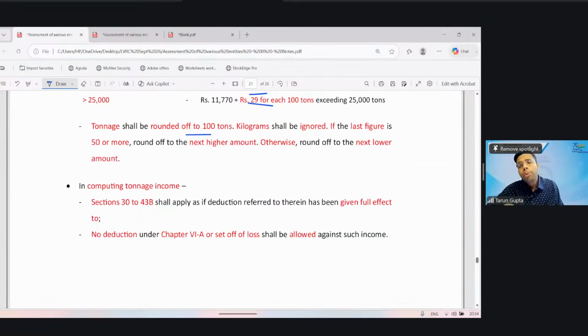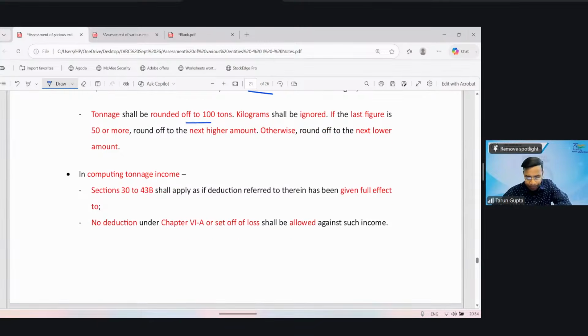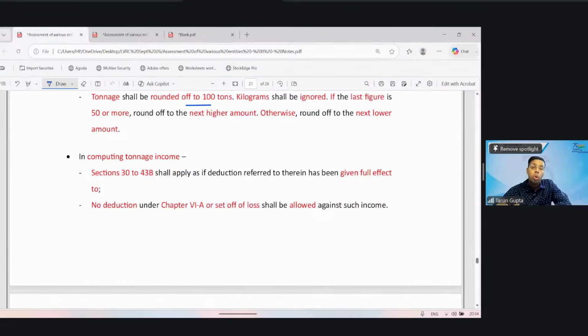Once tonnage income is computed, no other deduction under PGBP shall be allowed. Neither on account of depreciation nor on account of any expenses. Also, no deduction under Chapter 6A or set off of brought forward losses shall be allowed. This tonnage income shall be taxable as such.